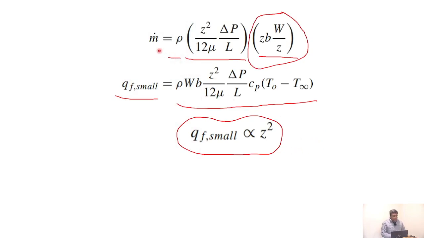Now m dot is rho, then there is u bar multiplied by area. So what is this one?